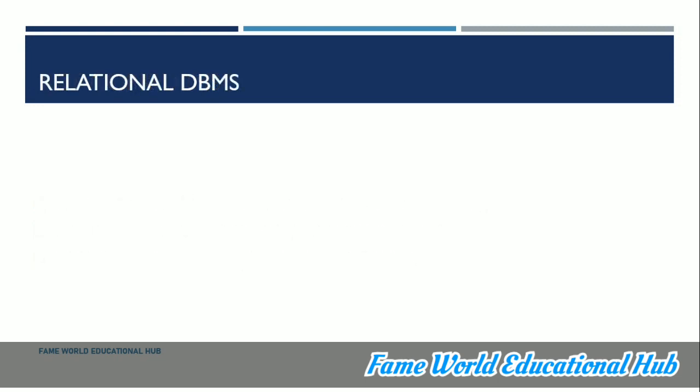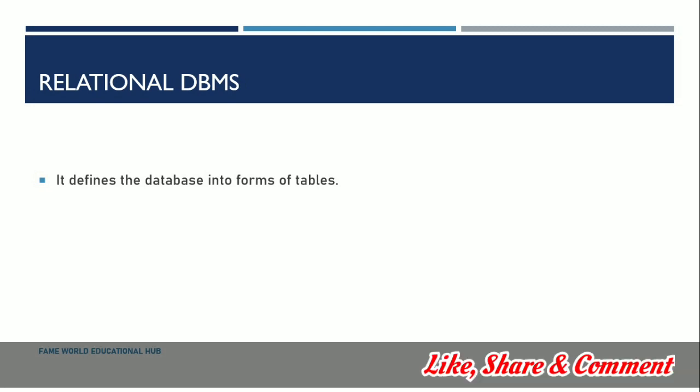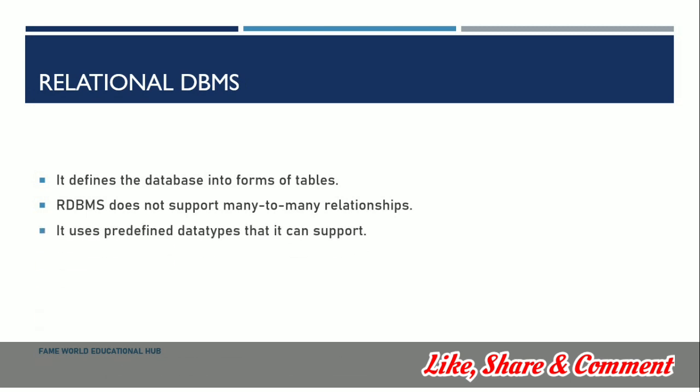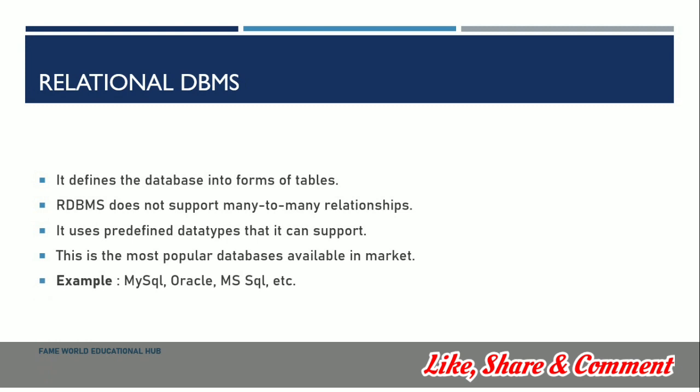Next, coming towards the relational database management system, that is the RDBMS. It defines the database in the form of tables. The relational database management system follows a tabular format, and the data stored here is in the form of tables, that is, a row and column structure. RDBMS does not support many-to-many relationships. It uses predefined data types that it can support, and this is the most popular database type available in the market. Examples of RDBMS are MySQL, Oracle, MS SQL Server, etc.